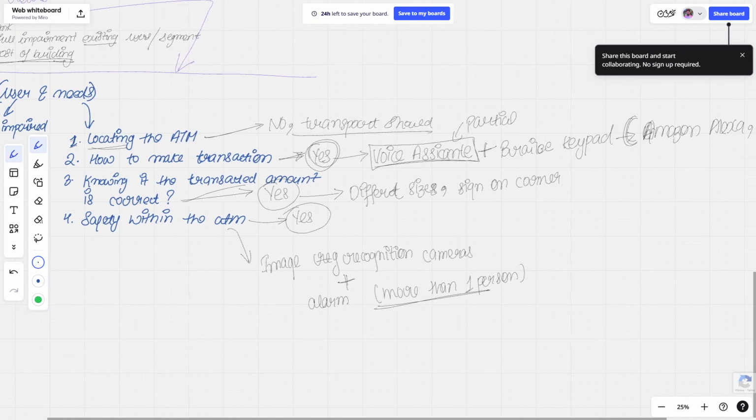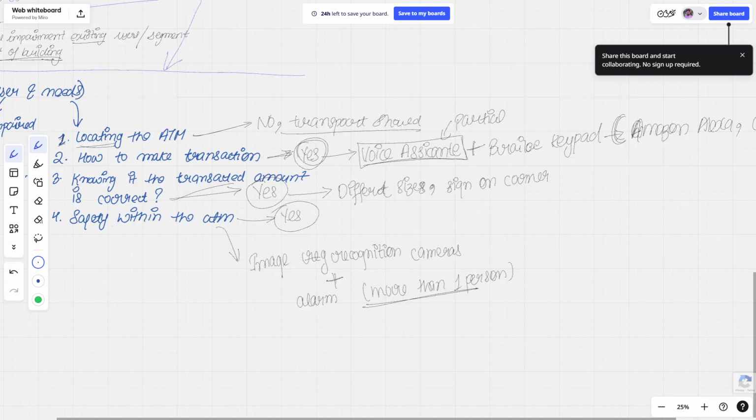And when we're talking about knowing the correct transaction amount, I think this problem is already considered by banks, because we already have very highly accurate machines which withdraw the exact amount that is asked. So I don't think some kind of changes are needed here.